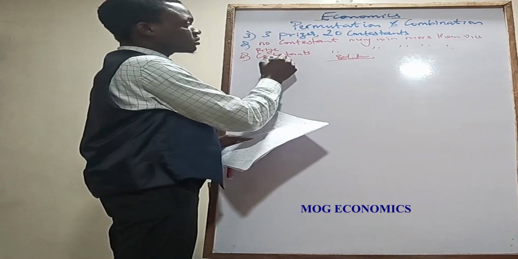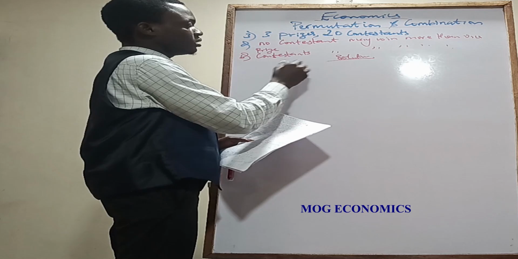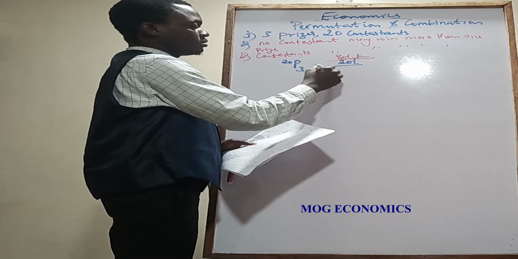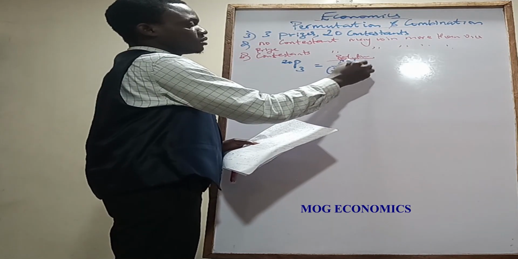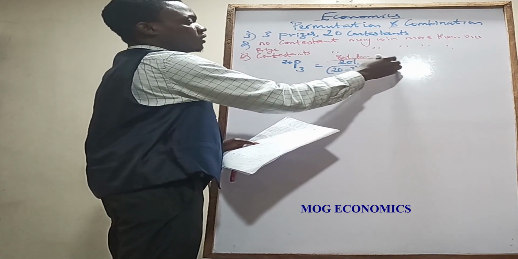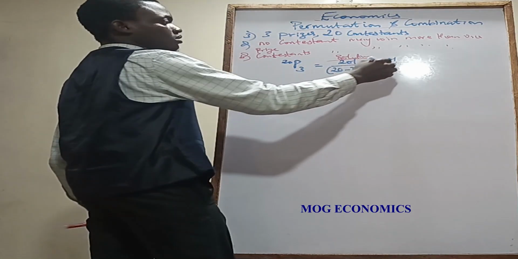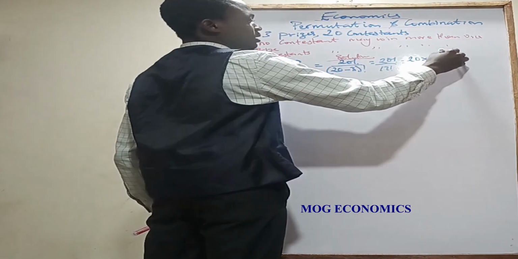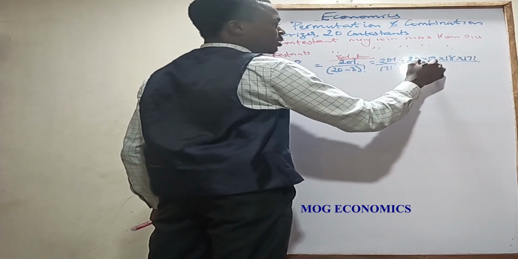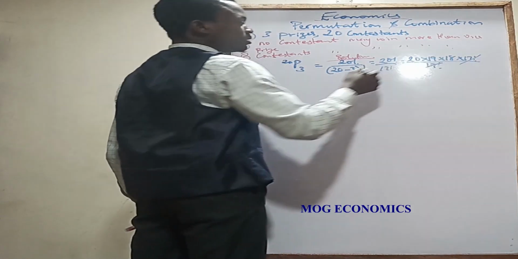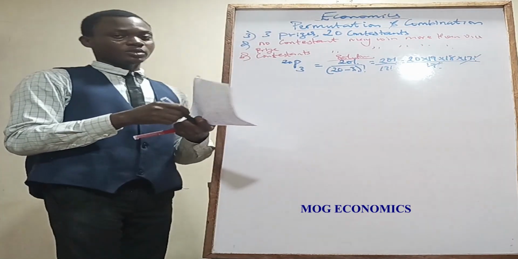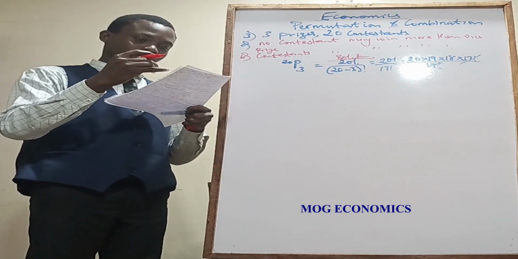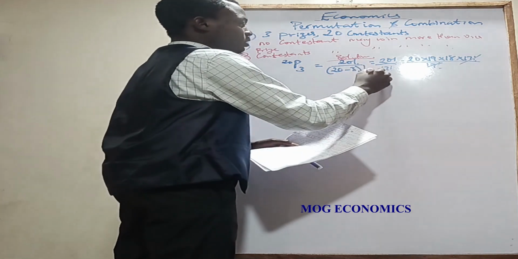So we're going to be having 20 permutation 3, which is equal to 20 factorial divided by (20 minus 3) factorial. So we literally have 20 factorial over 17 factorial. And this is going to give us 20 times 19 times 18 times 17 factorial, everything divided by 17 factorial. The 17 factorials cancel, so we have 20 times 19 times 18. How many ways is that? 6,840 ways. 6,840 ways.